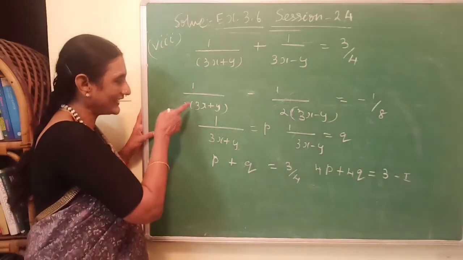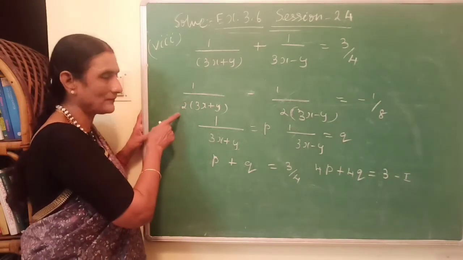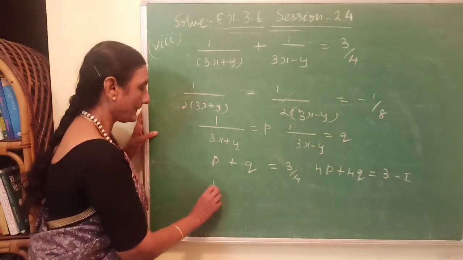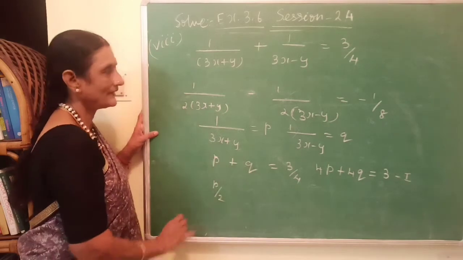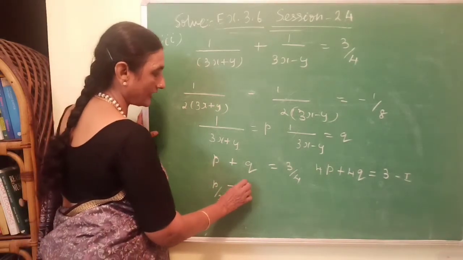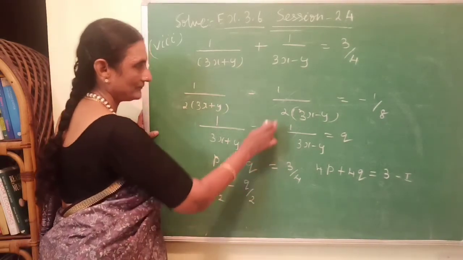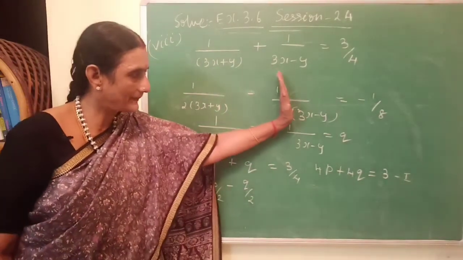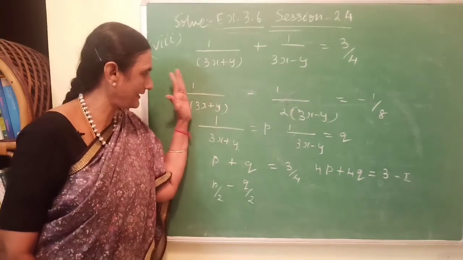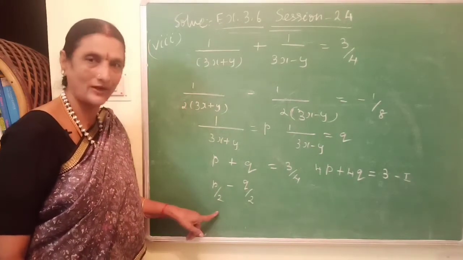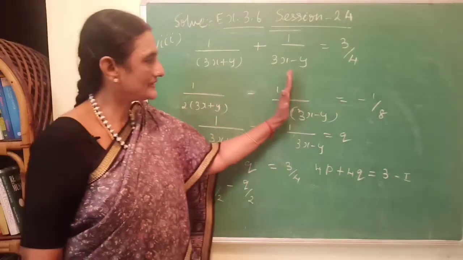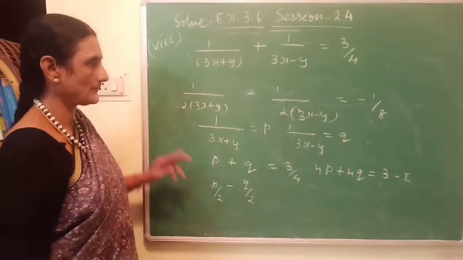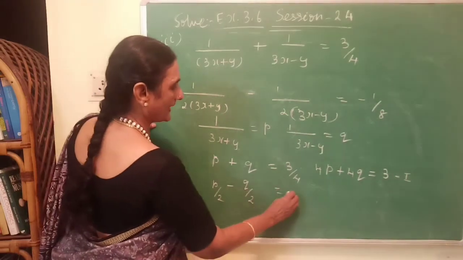Second equation, there is 1 by 2. There is one more 2 here. So how will that become? That will become p by 2 minus q by 2. Correct? So this is p and one more 2 is there, so I put denominator 2. And this is q, there is a 2 here. So it becomes minus q by 2 is equal to minus 1 by 8.